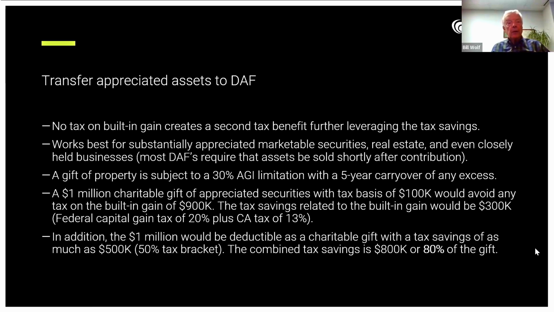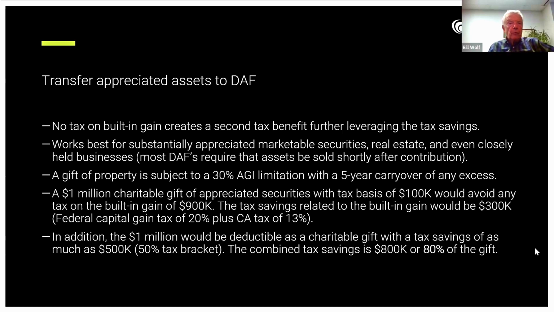And even closely held businesses may work. It's a little bit more difficult to deal with because the California Community Foundation doesn't want to own your business. But if you're about to sell your business and a month before you sell it, you give some of the stock to the DAF, when it's sold a month later, it's turned into cash, and you get your double whammy benefit. So that's very powerful.